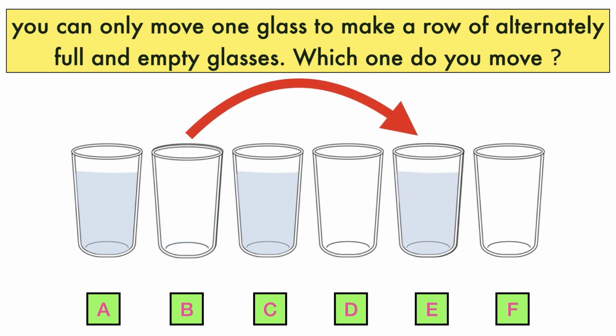Now the row will be like this: A is full, B is empty, C is full, D is empty, E is full, F is empty. Thus, by moving only one glass, we can make a row of alternately full and empty glasses.